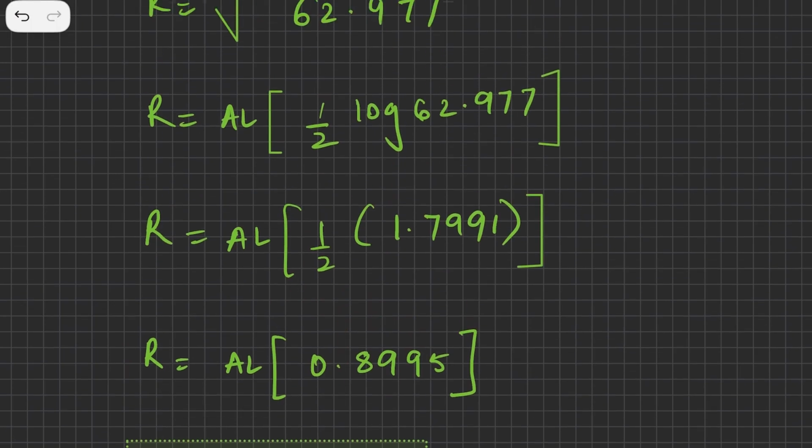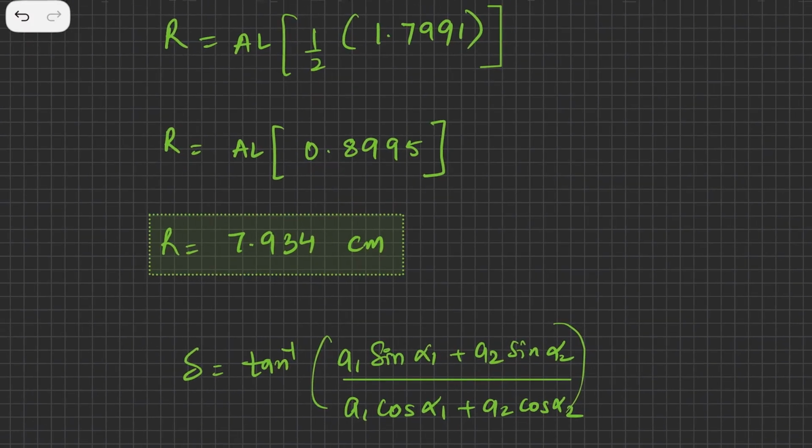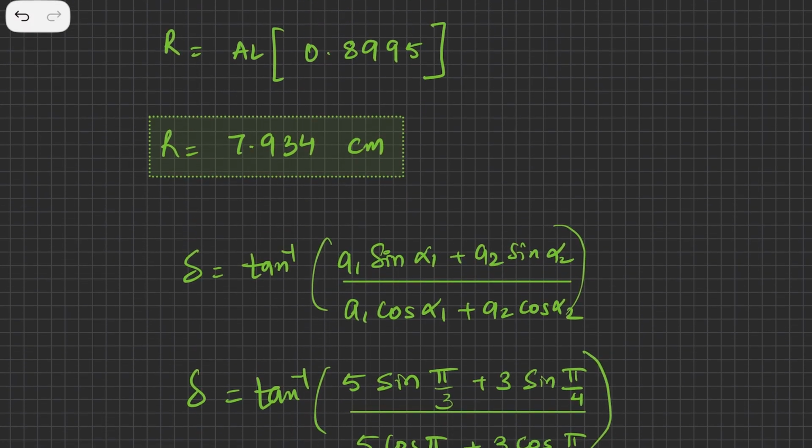In case you want to know how this antilog and log is done, I have a separate playlist on logarithms, and you can go through that and follow up. So this is the first answer, wherein 7.934 is the resultant amplitude.